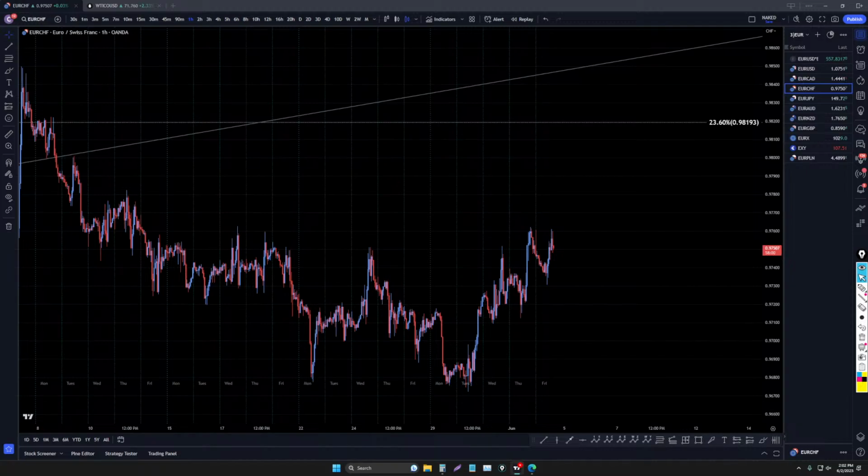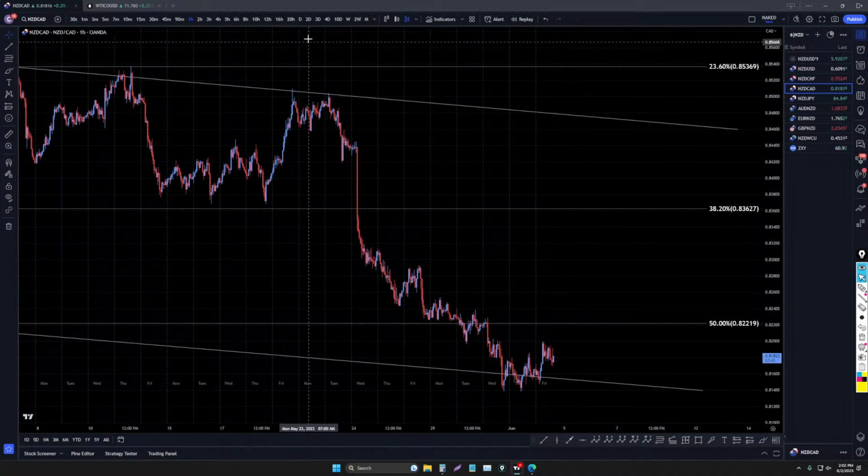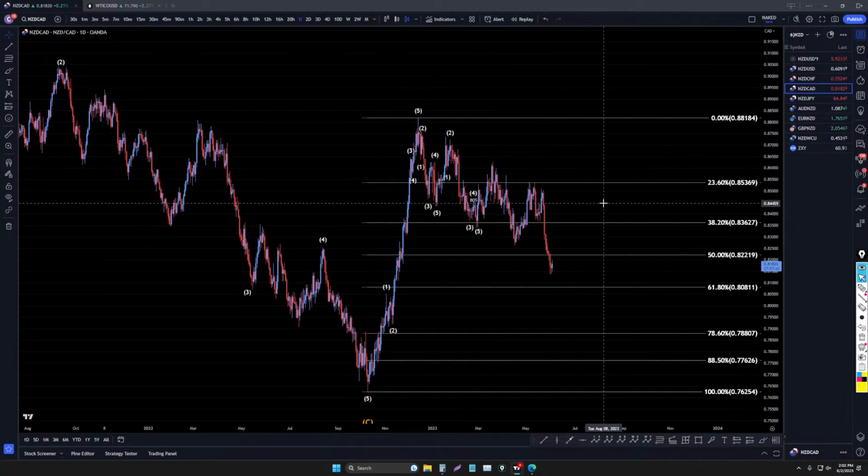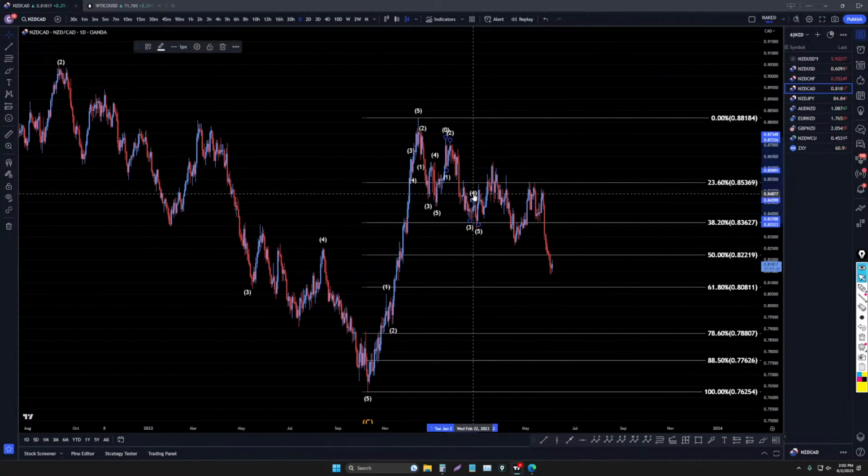So it looks like the dollar is starting to turn. I still think that the dollar is going to go down, but like I said, we're going to have to kind of wait and see. Let's see, Kiwi Canadian. Oh yeah, this is the one that we're waiting for.